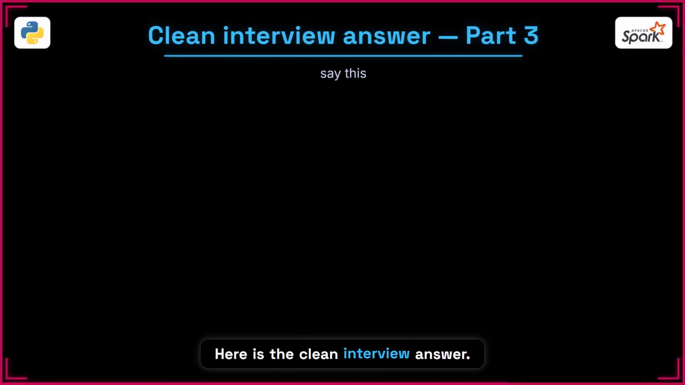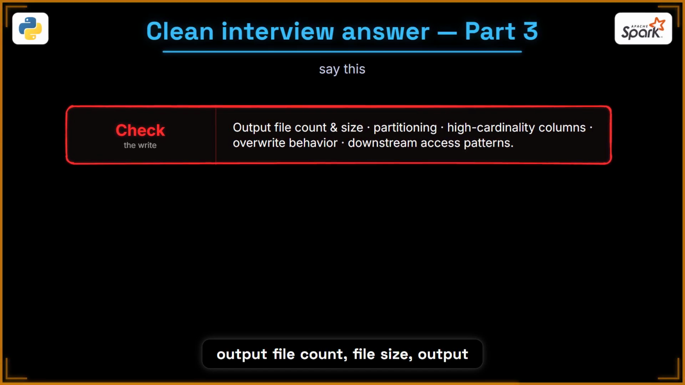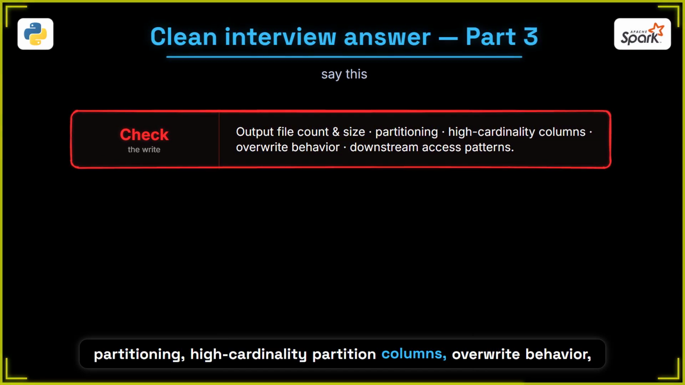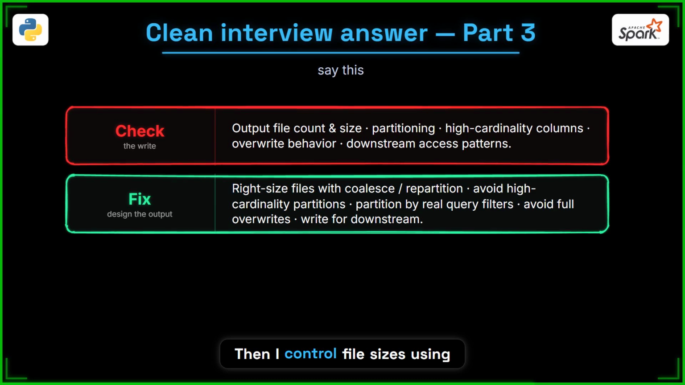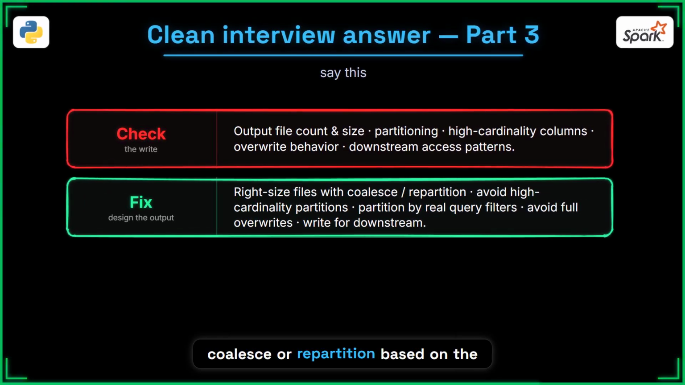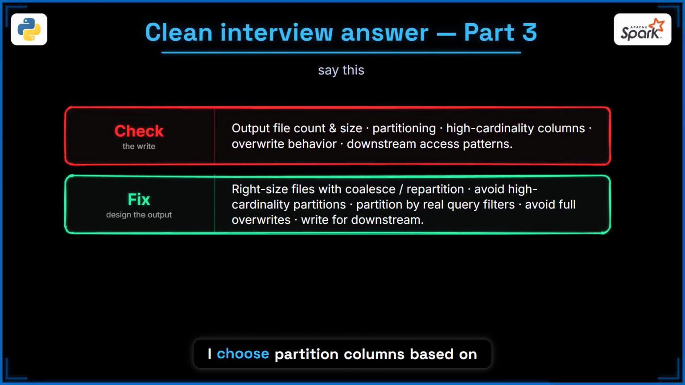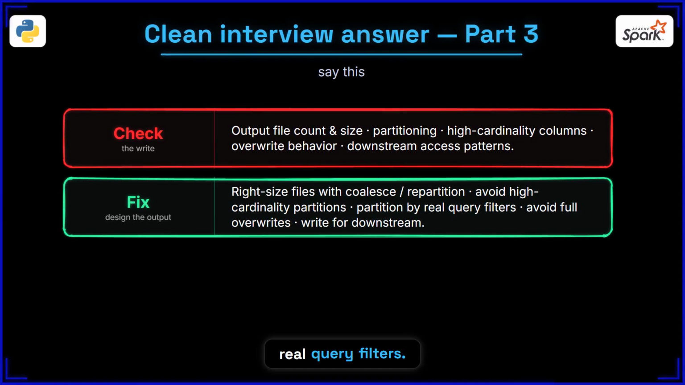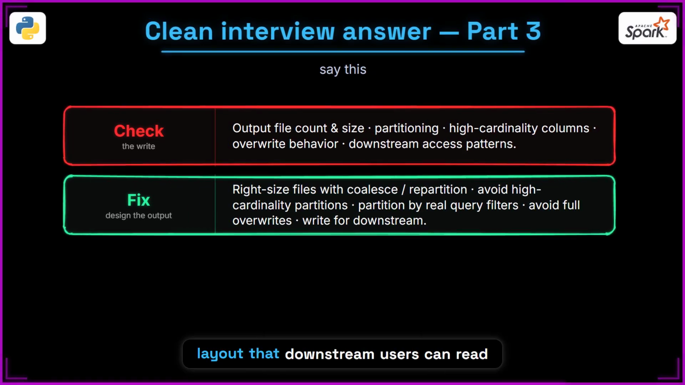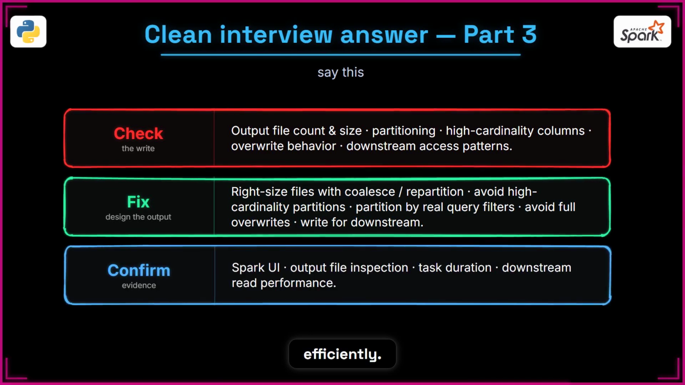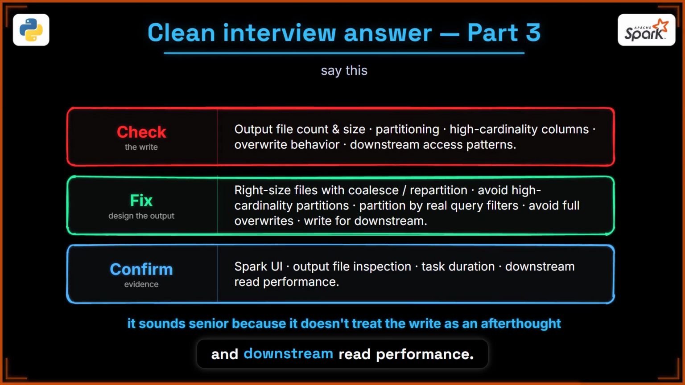And here is the cleanest interview answer. To debug the write phase of a slow PySpark job, I check output file count, file size, output partitioning, high-cardinality partition columns, overwrite behavior, object storage overhead, and downstream access patterns. Then I control file sizes using coalesce or repartition depending on the problem. And also I avoid partitioning by high-cardinality columns. I then choose partition columns based on real query filters, and I try to avoid unnecessary full overwrites. And also I write the data in a layout that downstream users can read efficiently, and I confirm the issue using Spark UI, output file inspection, task duration, and downstream read performance.